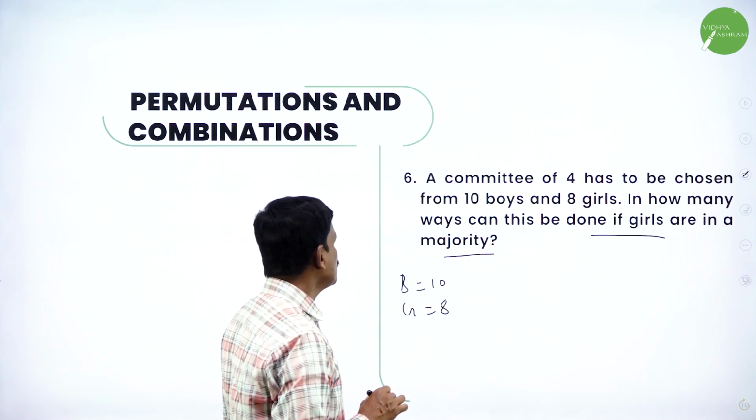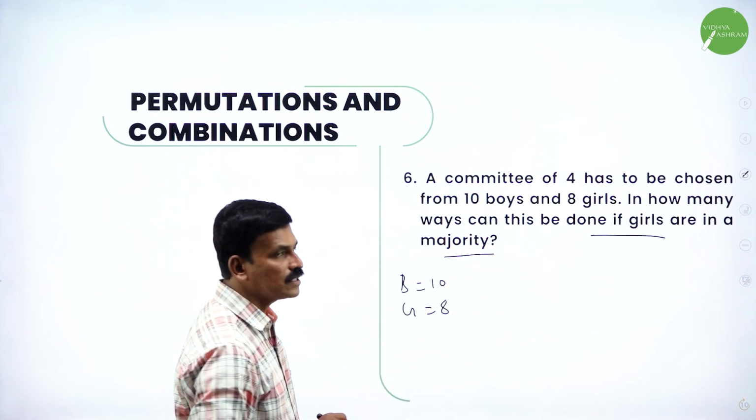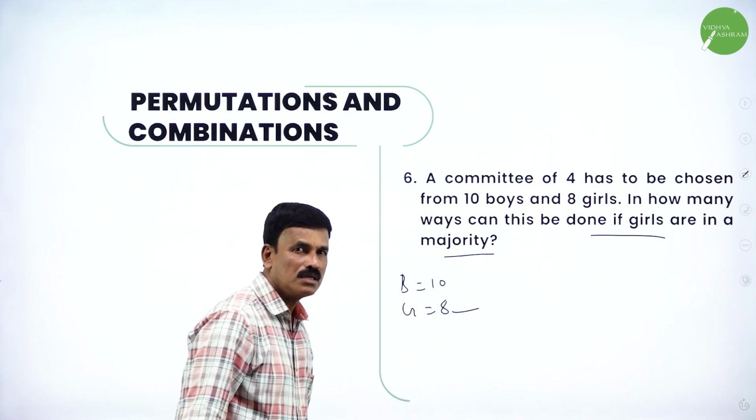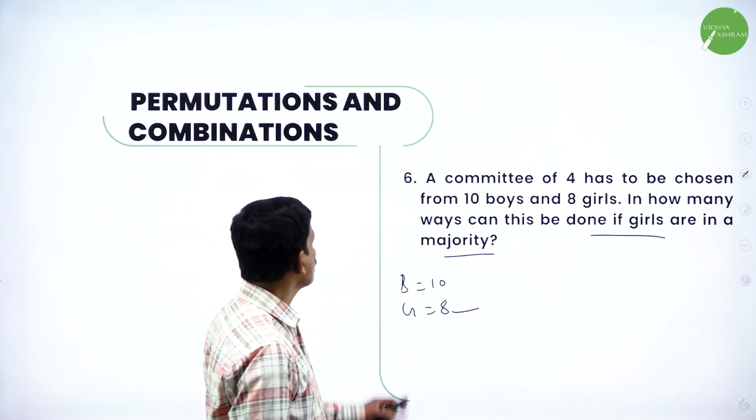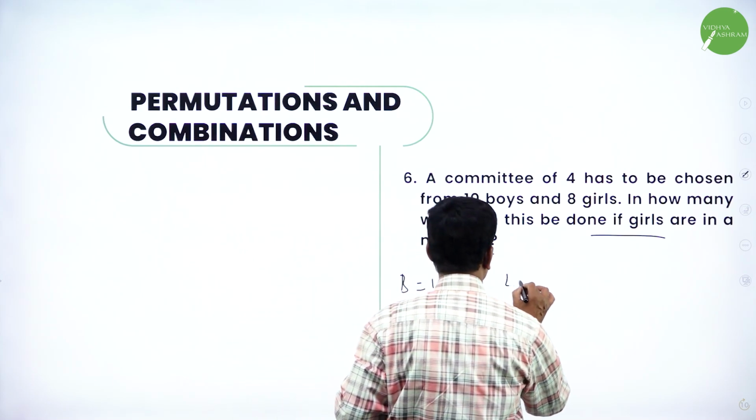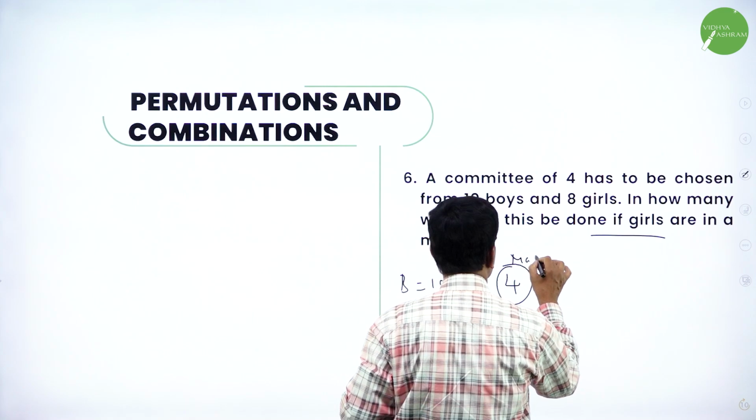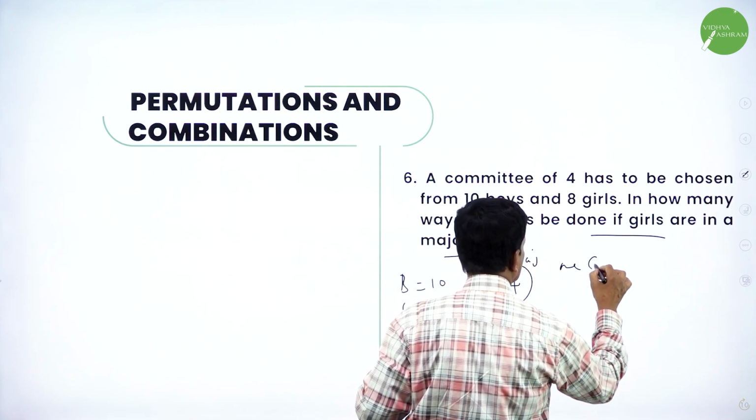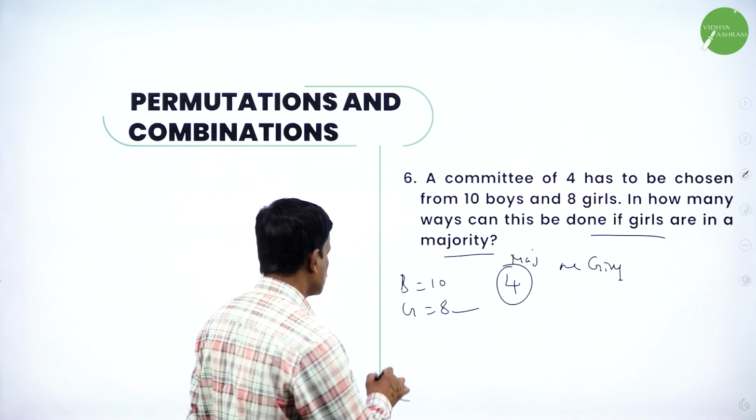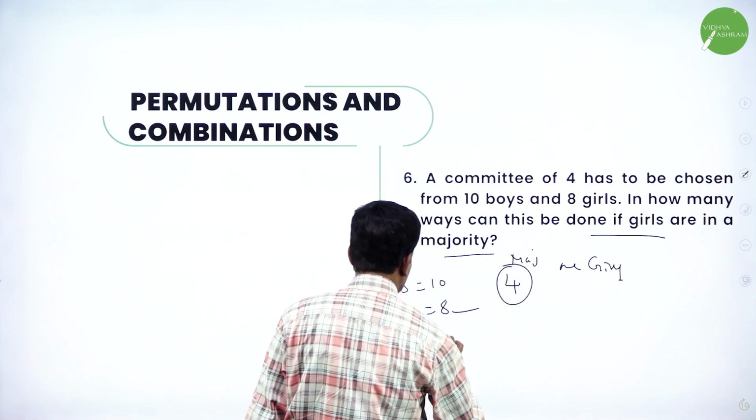So in how many ways can this be done if the girls are the majority? Very simple concept. Here a committee of 4 has to be chosen, so the majority must be girls.